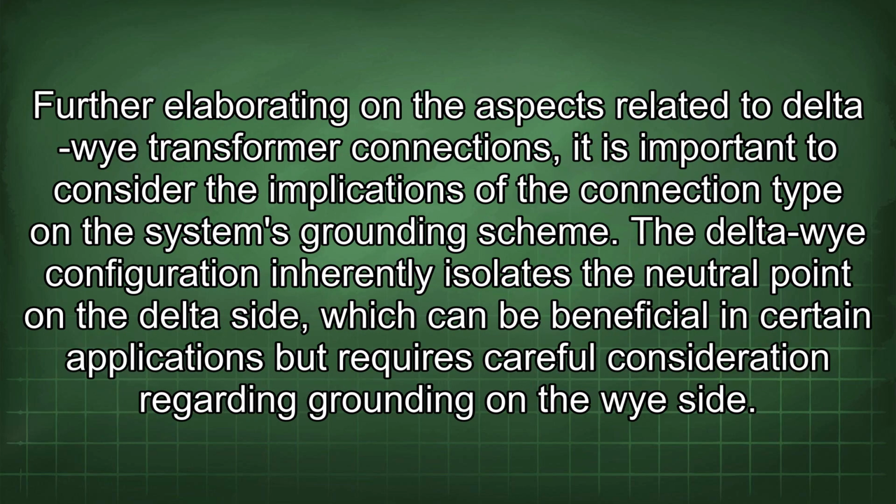Further elaborating on the aspects related to Delta-Wye transformer connections, it is important to consider the implications of the connection type on the system's grounding scheme. The Delta-Wye configuration inherently isolates the neutral point and the delta side, which can be beneficial in certain applications but requires careful consideration regarding grounding on the Wye side.